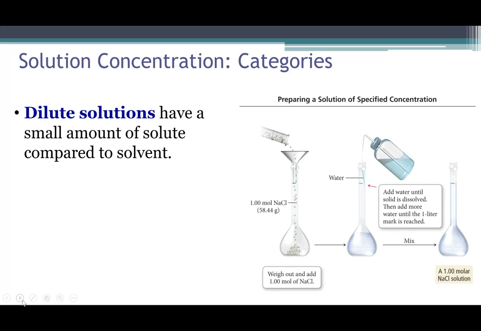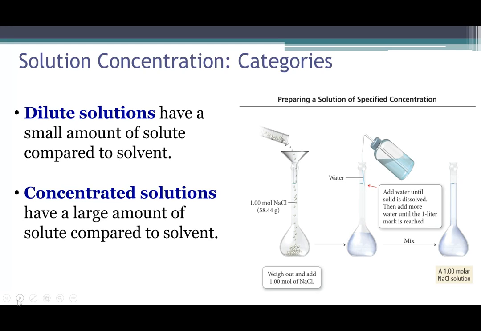If we're talking about the solutes that are in that solution, we could classify them in two different categories. A dilute solution would be something that has a very small amount of the solute compared to solvent. And that is in contrast to a concentrated solution. A concentrated solution is going to have a large amount of solute compared to solvent.